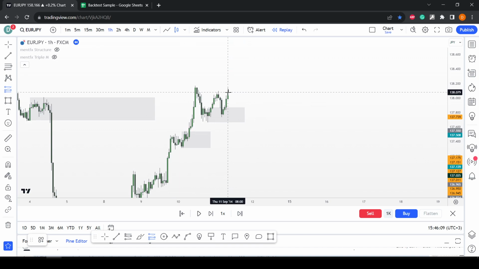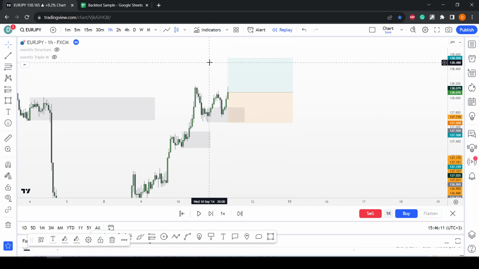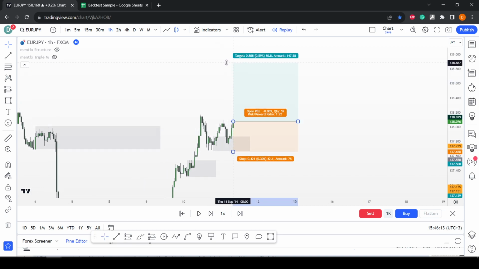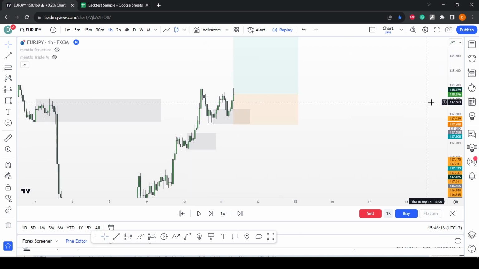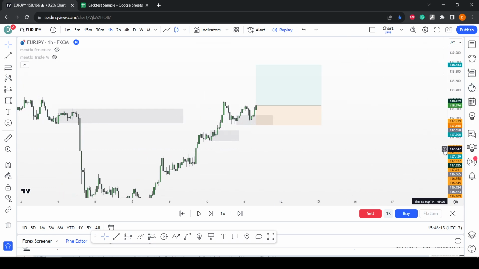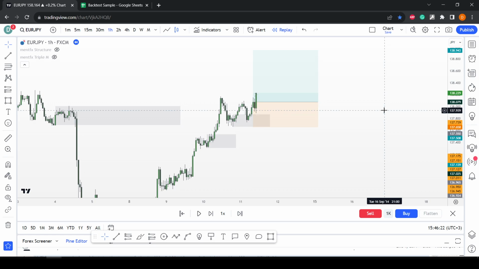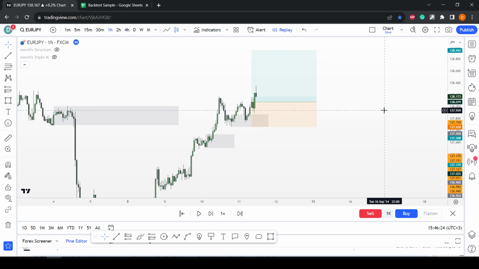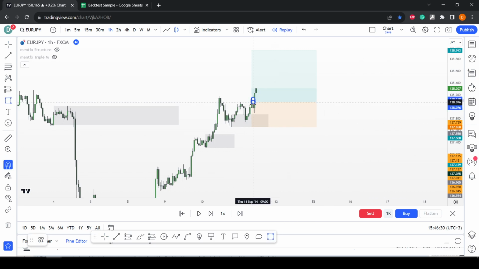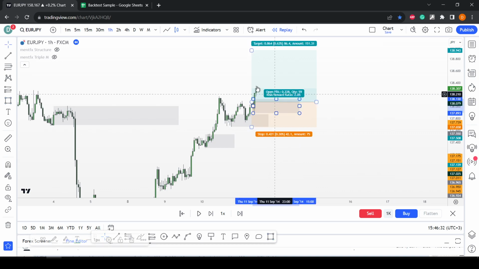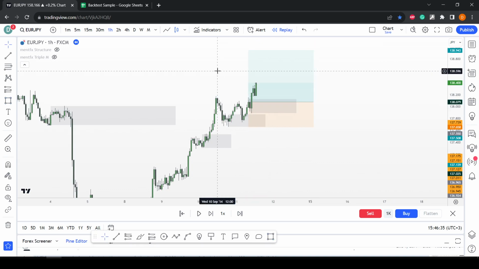Okay, so let's just enter from here on the market, and let's hope the forecast is correct. So the break started, and we have this zone protecting us. So let's see how it goes.